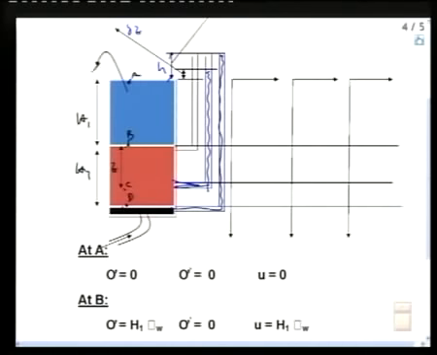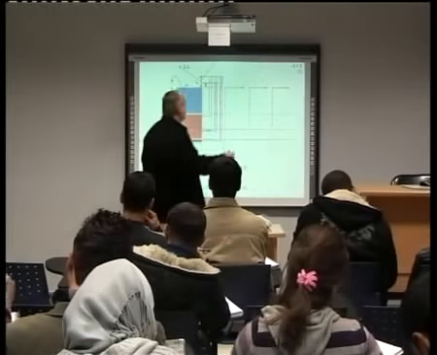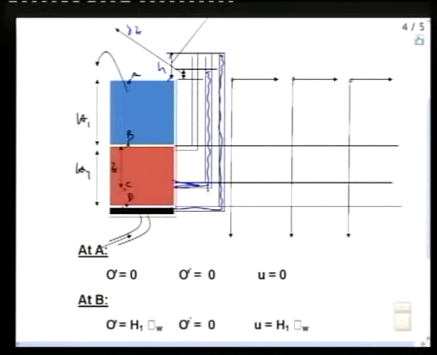Now, let us draw stresses. At point A, 3 zeros, right? At point B, H1 gamma water, and here H1 gamma water, and here 0. At point C, H1 gamma water plus Z gamma saturated. Here H1 plus Z times gamma water plus IZ gamma water, right? We added IZ gamma water. We added.